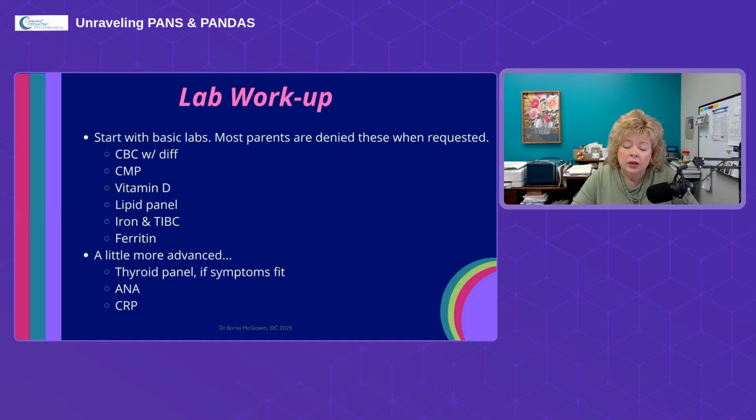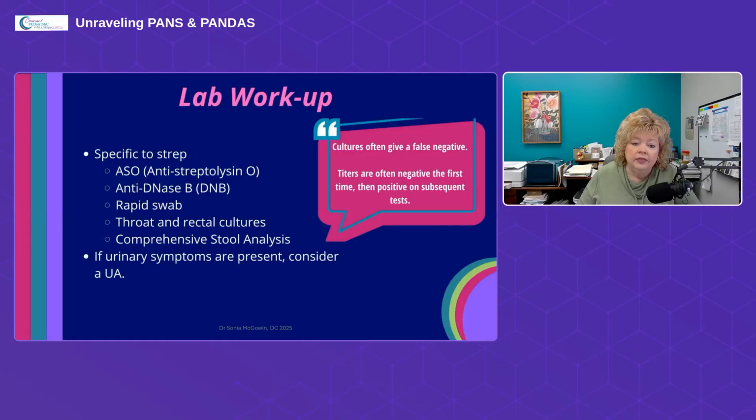Sometimes we'll go a little deeper. We will look at a thyroid panel with thyroid antibodies. Sometimes we'll look at an anti-nuclear antibody to get a sense of autoimmunity. And sometimes we look at CRP as well to look at inflammatory markers. And then if we're suspicious of strep, and sometimes even if I'm not particularly suspicious of strep, I'll do this anyway: 2 different strep antibodies, ASO and DNase B antibodies.